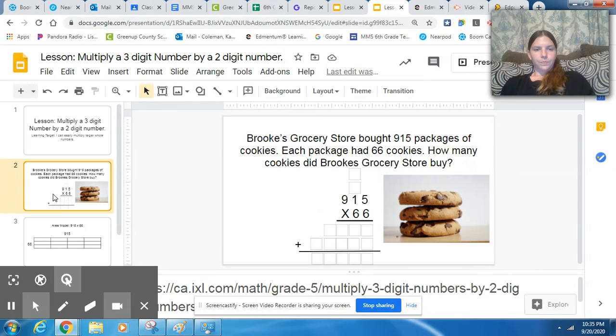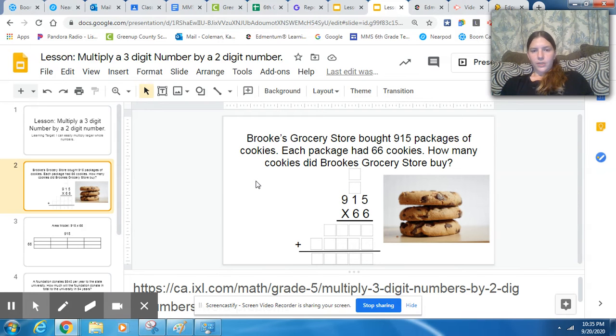So in our first example, it says that Brooks Grocery Store bought 915 packages of cookies. Each package had 66 cookies. How many cookies did Brooks Grocery Store buy? So, we've been talking about how multiplication is the process of repeated addition. Well, if we multiply 915 66 times, we're going to be forever adding those numbers together. So we would rather just use an algorithm or some method of multiplying those larger numbers.